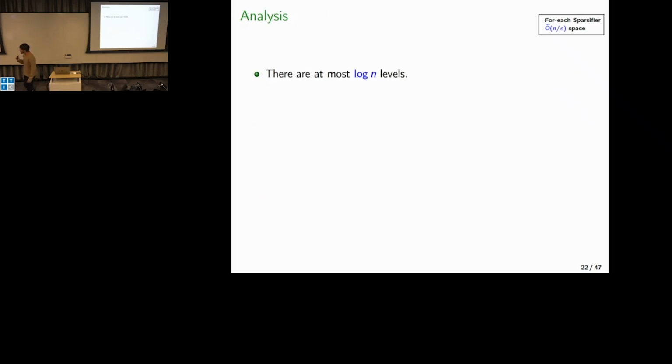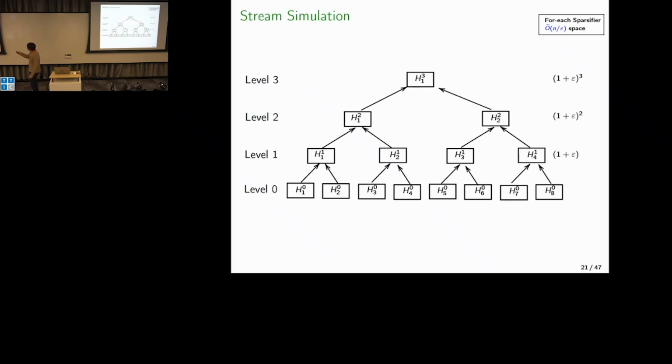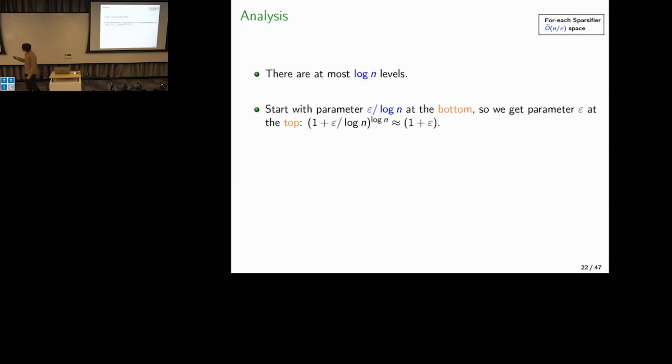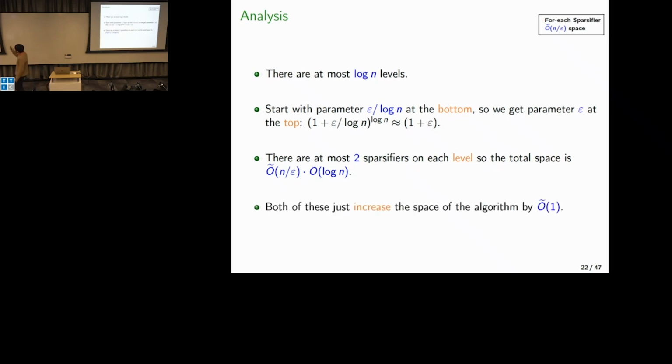So the first thing we're going to do is, we saw that over here, the parameter keeps growing by a factor of 1 plus epsilon at every level. And we get a parameter of 1 plus epsilon raised to log n at the top. So we set the parameter at the bottom to be epsilon over log n, so you get a parameter of roughly epsilon at the top. And the second thing, like you said, is that there are at most 2 sparsifiers at each level, so you'll have to store log n times these, but both of these just increase the space by exactly 1 log factor. And so you get your guarantee of O tilde n over epsilon.